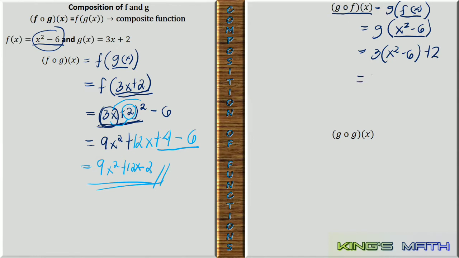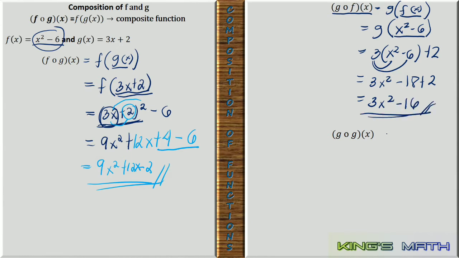Then we're going to simplify, distribute this one. And that will be 3 times x squared is 3x squared. 3 times negative 6 is minus 18 plus 2. And then simplify. And our final answer here will be 3x squared, negative 18 plus 2 is negative 16.